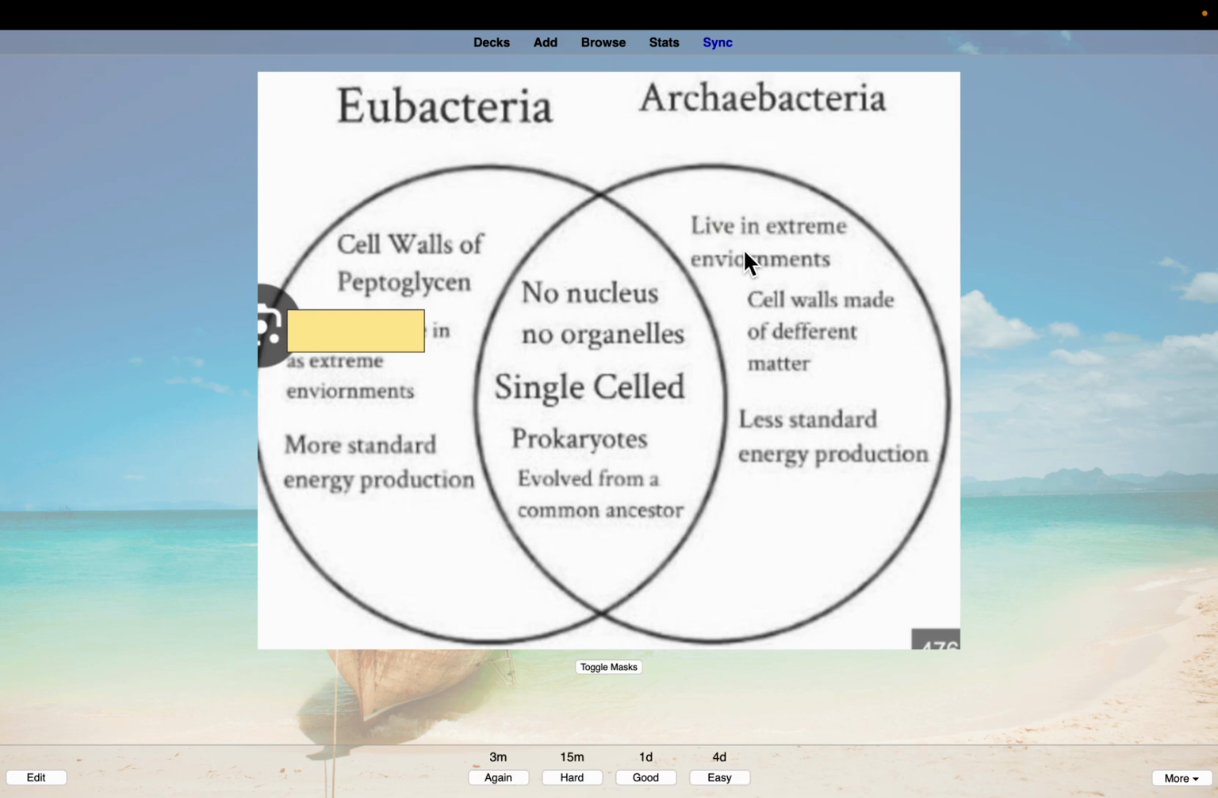Okay, Archaebacteria live in extreme environments. For eubacteria, they live in normal environments. They cannot live in extremes.